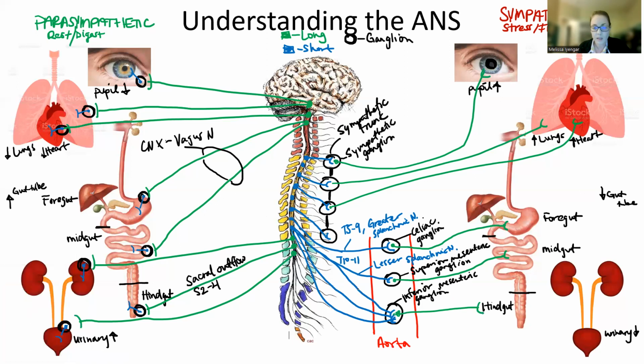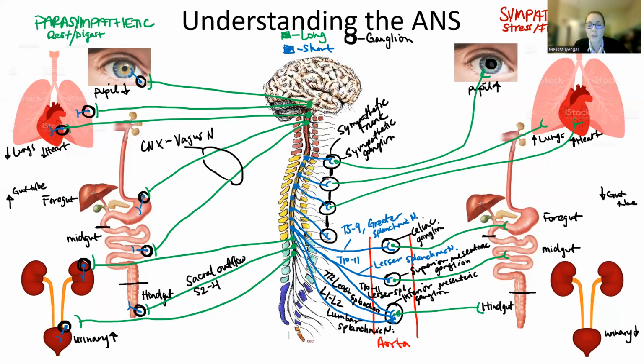So I'm just going to write these levels in here, and I'm going to write them in black so it's a little easier to see. So this is T10 to T11, lesser. And I'm just going to put SP, splanch, because I don't have enough room right there. And then this is going to be T12. This is going to be the lesser. This is the least splanchnic nerve. And then the last one goes from L1 to L2, and this is the lumbar splanchnic nerve.